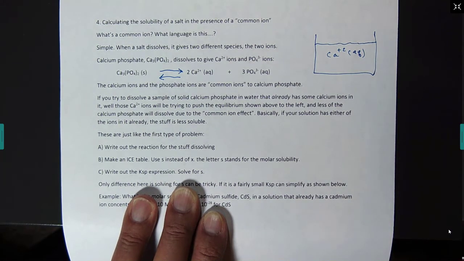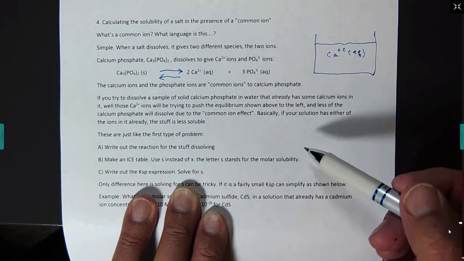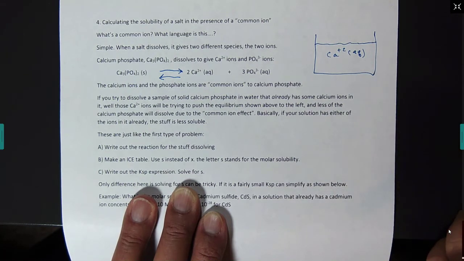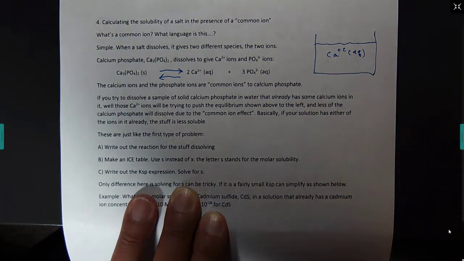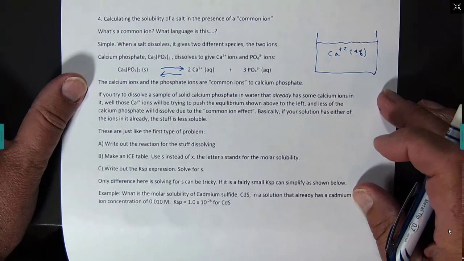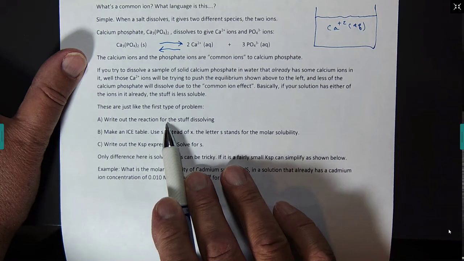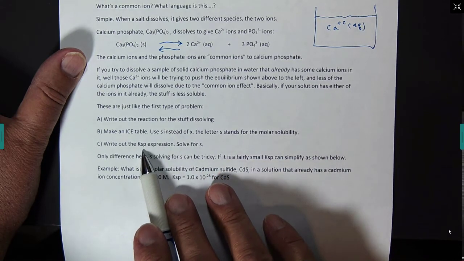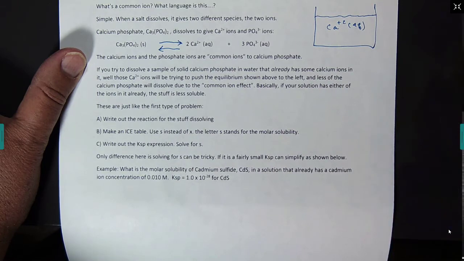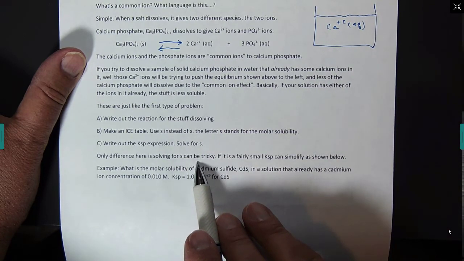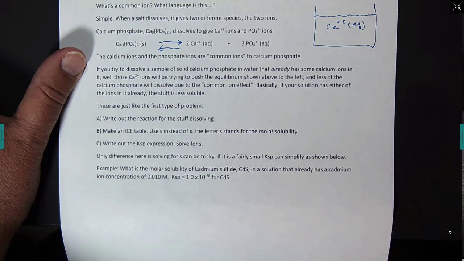So the real thing to know here, you won't have to solve these types of problems too often outside of Chem II, but you should definitely know about the common ion effect. In the presence of a common ion, stuff is less soluble. So, how do you approach these? Well, when in doubt, write out the reaction for the stuff dissolving. In this case, you make an ice table, write out the Ksp, solve for S. The only thing is here that solving for S can be tricky as all get out, but I'll show you a way to get around that.